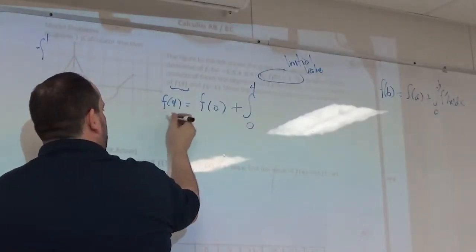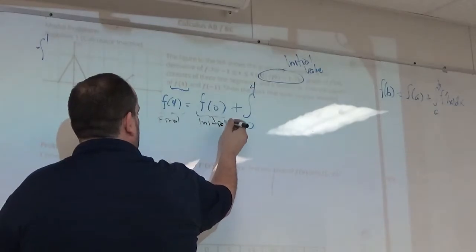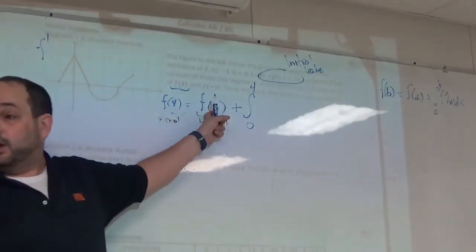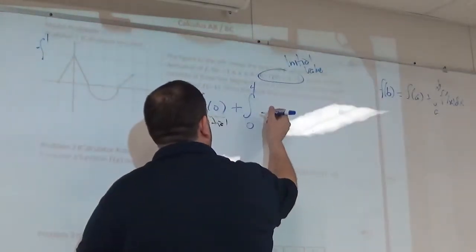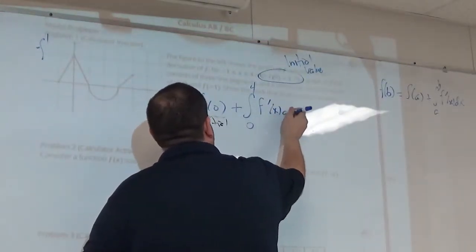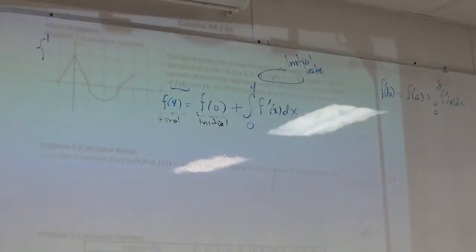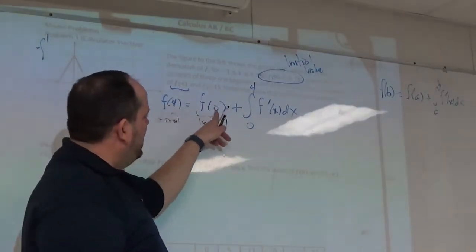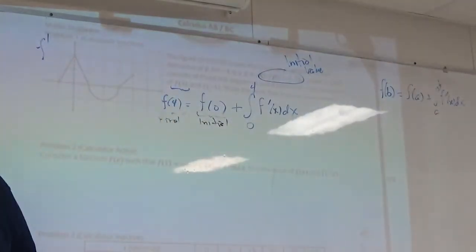This guy is your final. This is your initial. This is the point that I know. The final is equal to the initial plus the integral from 0 to 4 of f prime of x dx. That's the setup. That's the fundamental theorem of calculus. Now you need to use your calculus skills. If f of 4 is equal to f of 0 plus the integral from 0 to 4 of f prime of x dx, how are we going to find that integral?